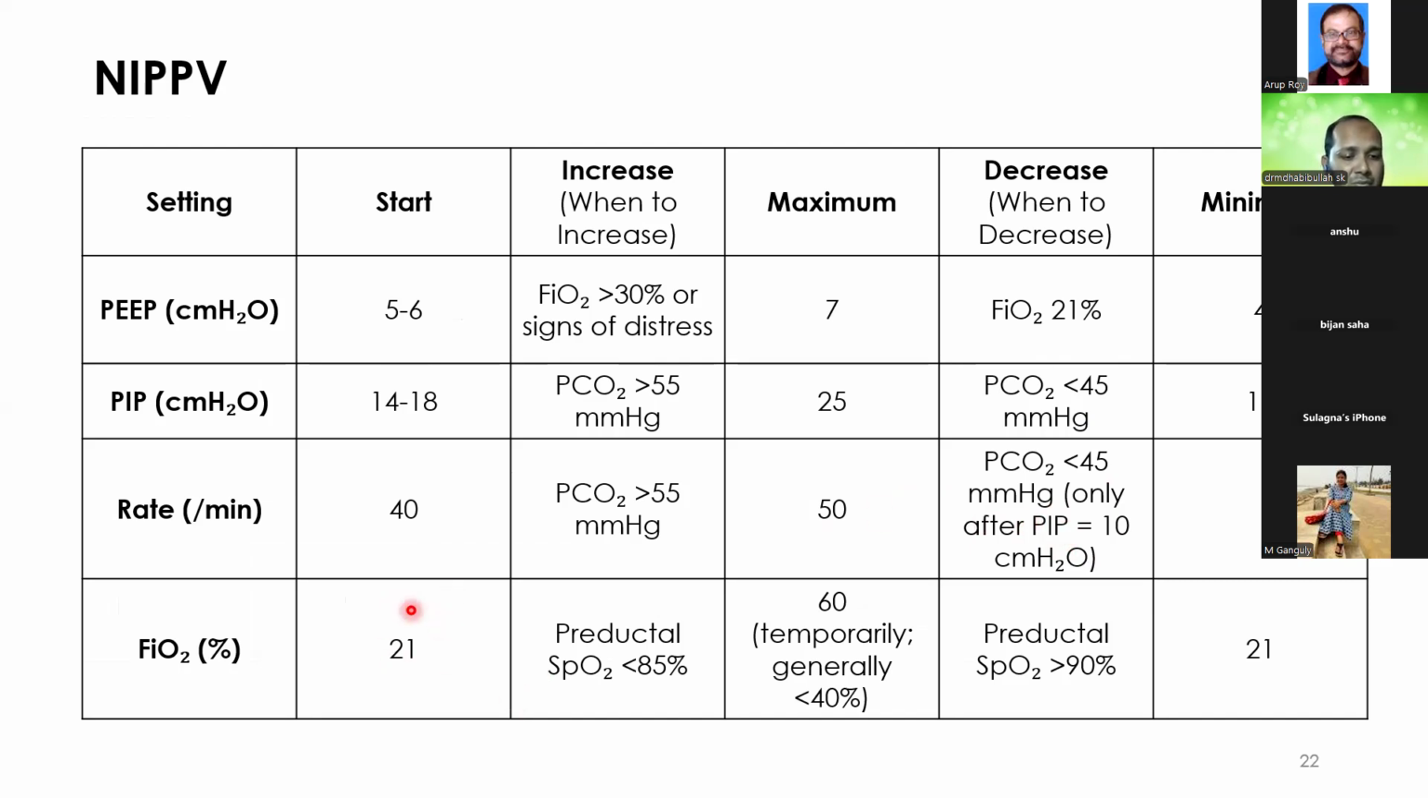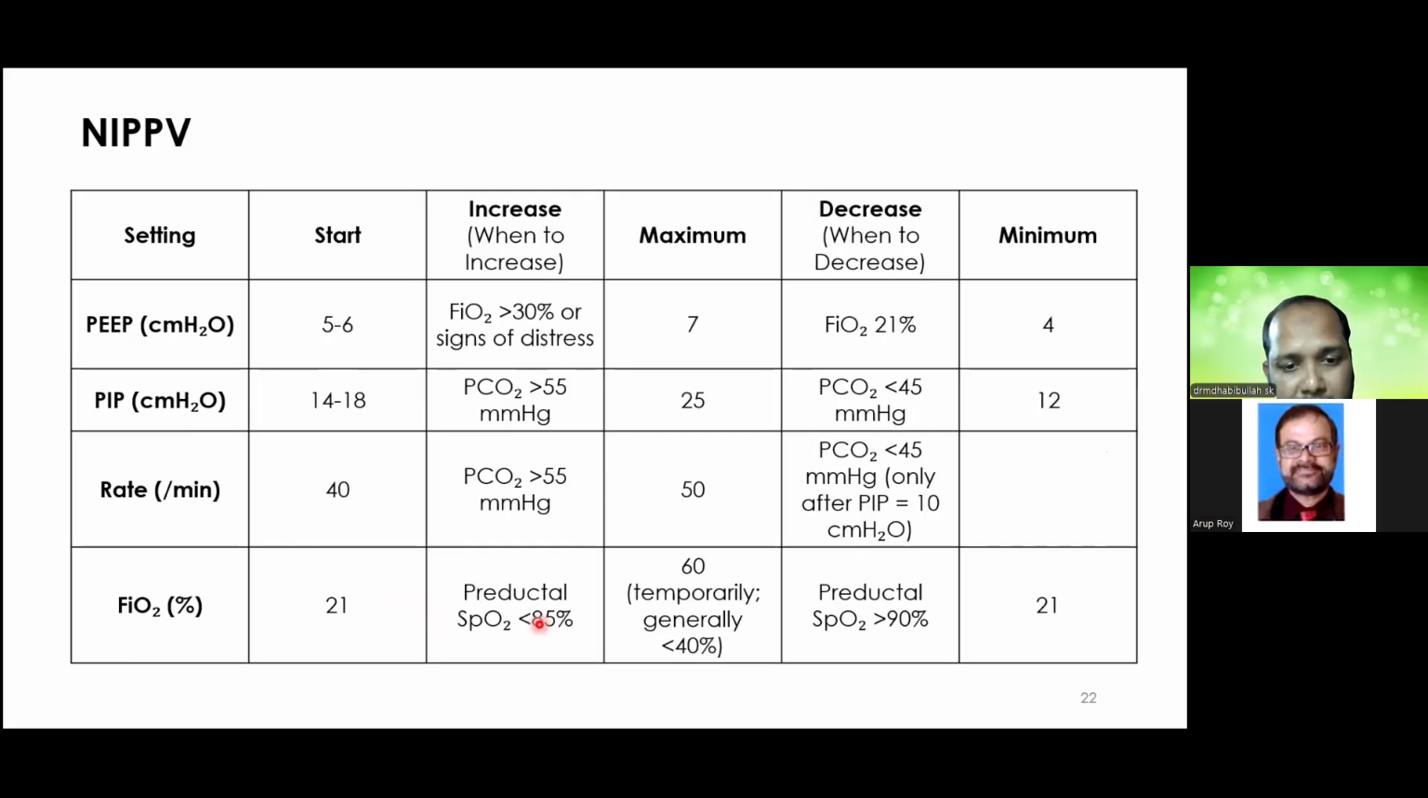And FiO2 usually starts from 21%, to target a pre-ductal SpO2 of less than 85%. If the pre-ductal SpO2 is less than 85%, you can temporarily increase it up to 60%. Then you have to reduce it back to 21%.